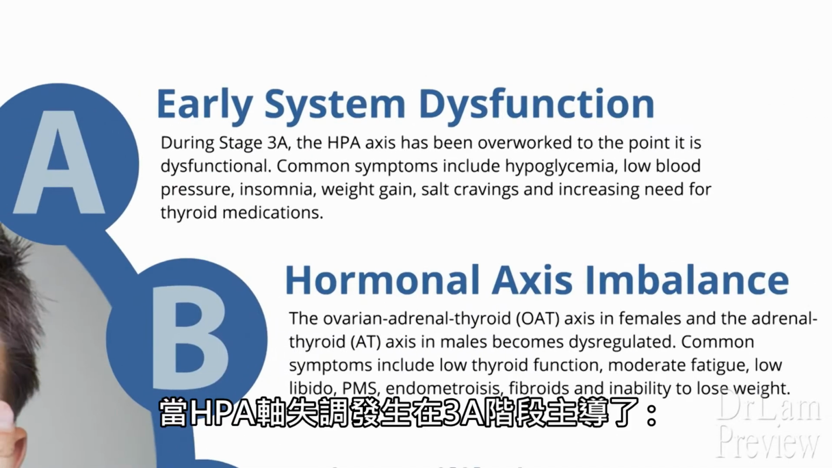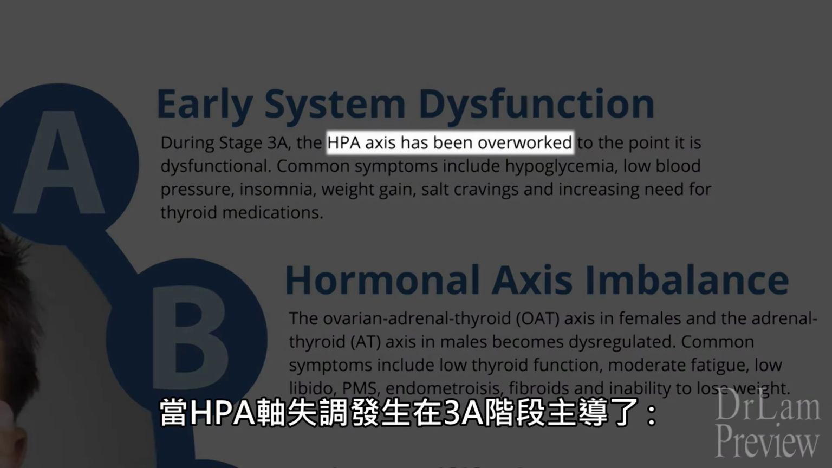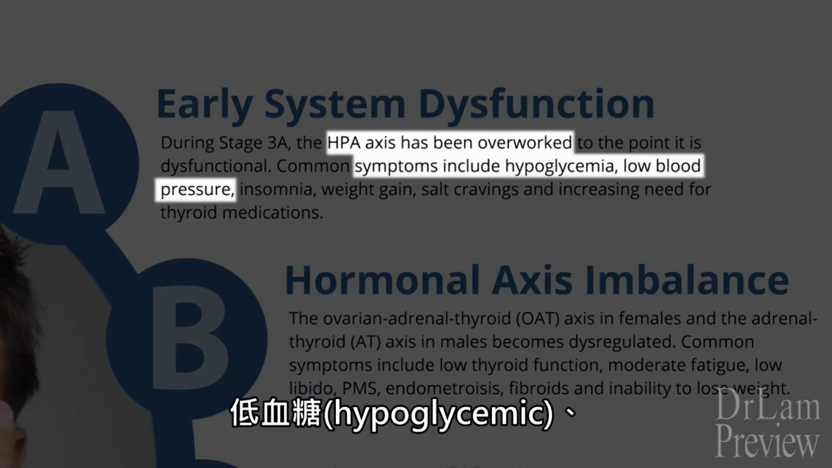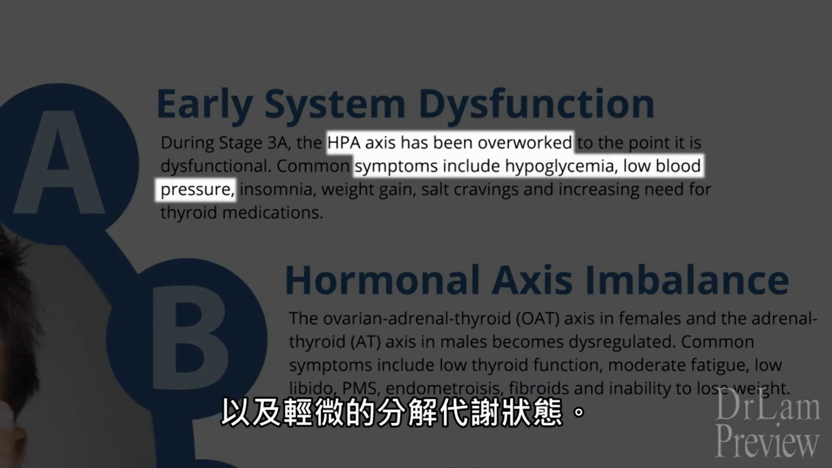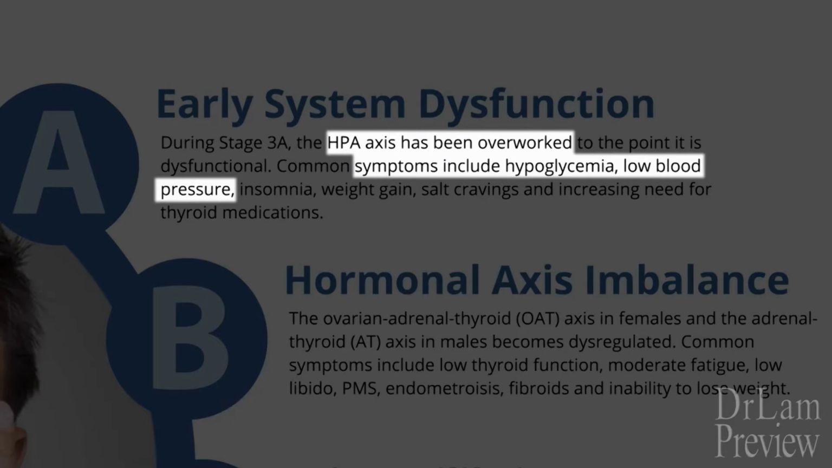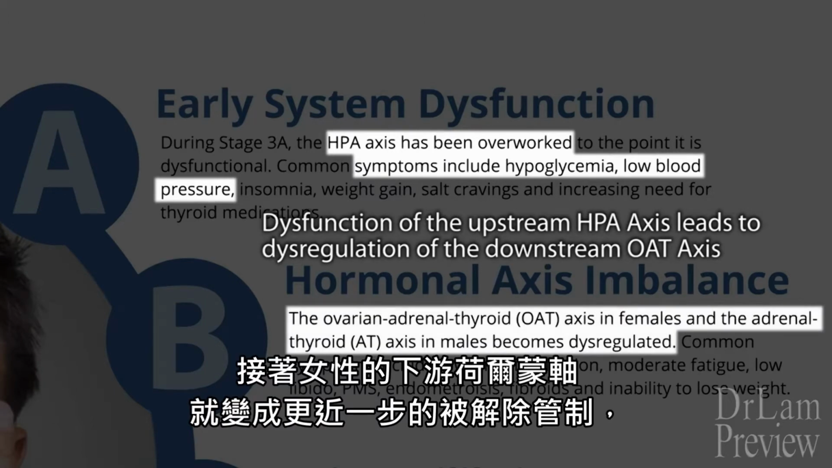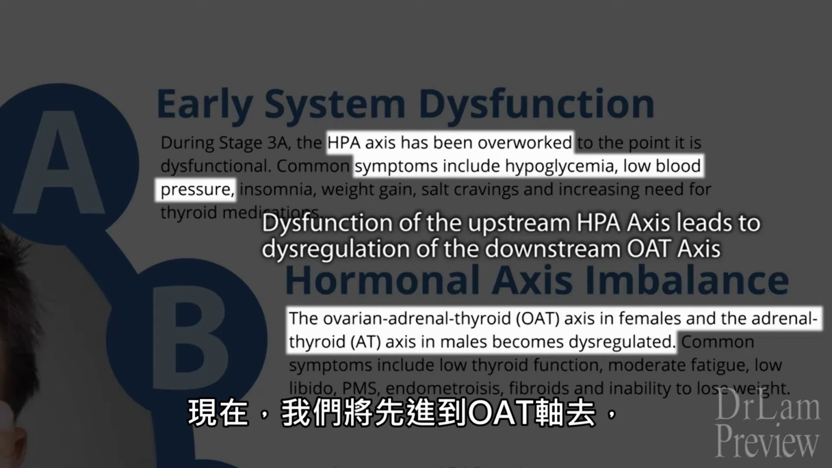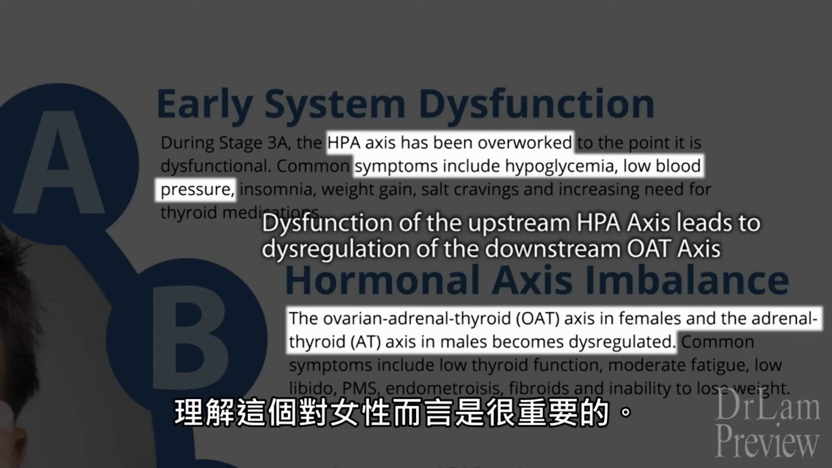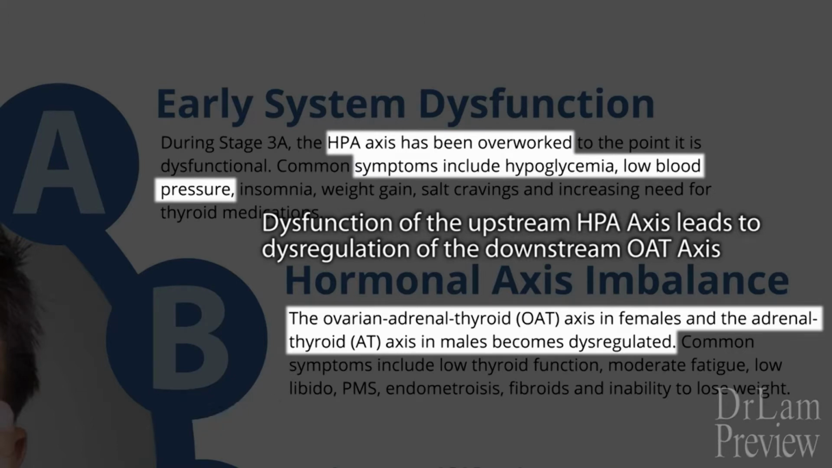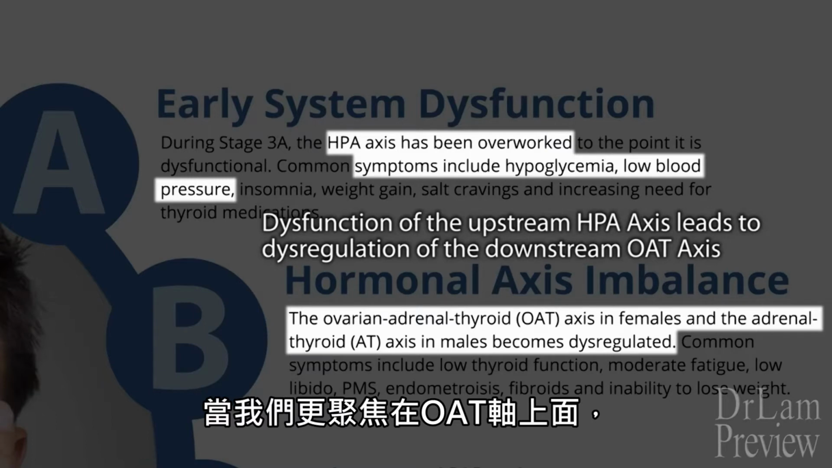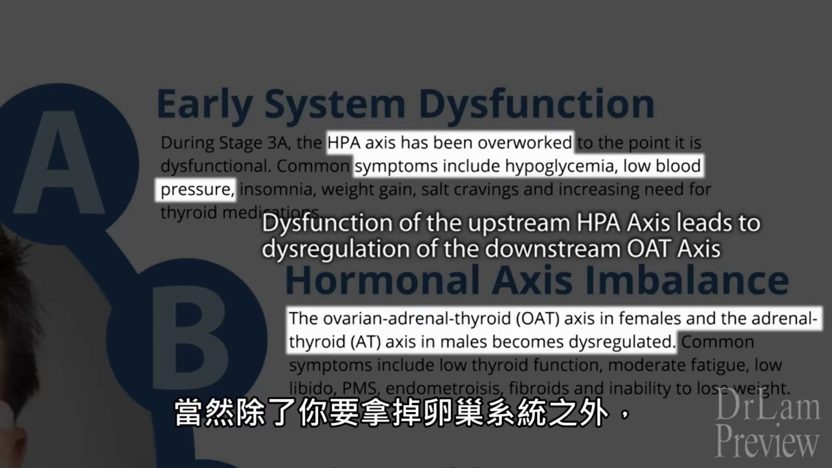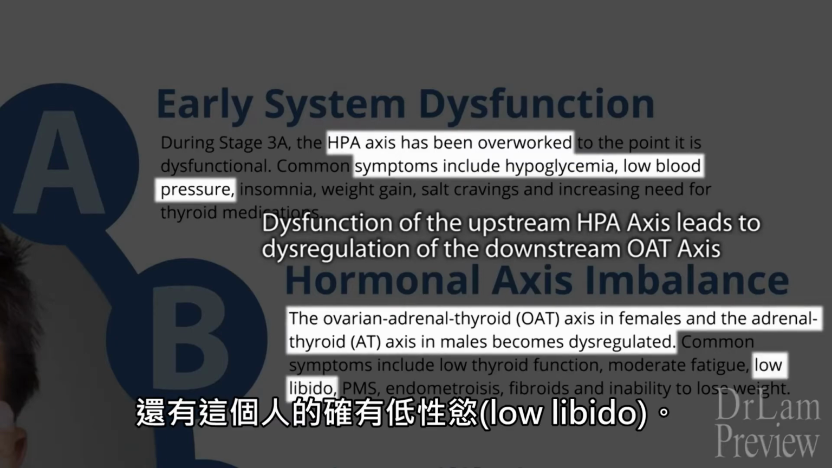In Stage 3B, as HPA dysregulation occurs in 3A, leading to hypoglycemia, low blood pressure, and a slight catabolic state that advances, then in women, the downstream hormonal axis becomes further dysregulated, and in men, it will have the dysregulation of the AT axis. Now, we will go into the OAT axis first, and it's important to understand that in the woman, while we concentrate more on the OAT axis, the application is the same for male, except that, of course, you take away the ovarian system, but the person does have low libido.